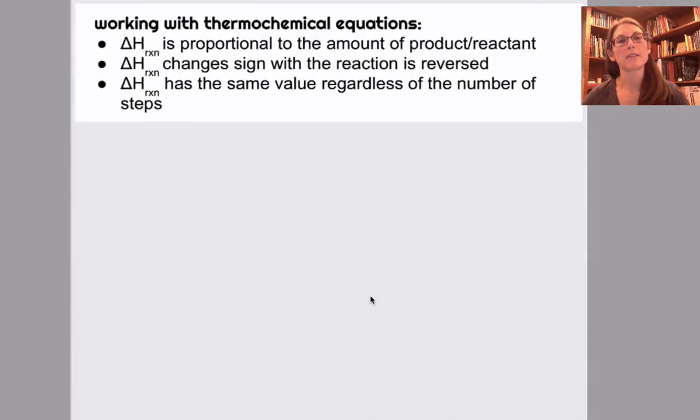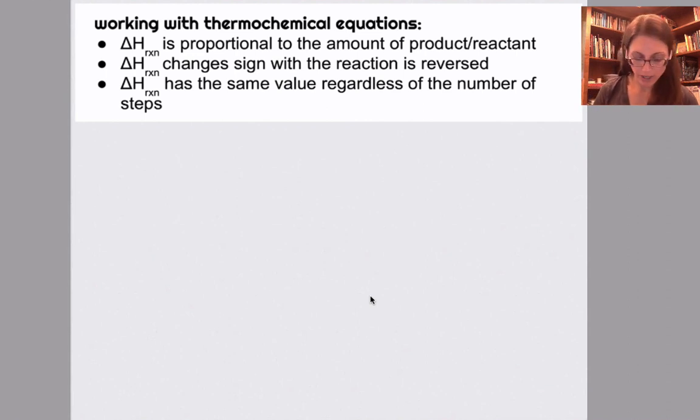So in class the other day and in the previous video, we were talking about working with thermochemical equations, and we said there were three guidelines. That the amount of heat that's given off is proportional to the amount of product or reactant that you have reacting, that the value for delta H changes sign when the reaction is reversed, and that the value for delta H will have the same value regardless of the number of steps. So we're going to put that third one and the other two to use today.